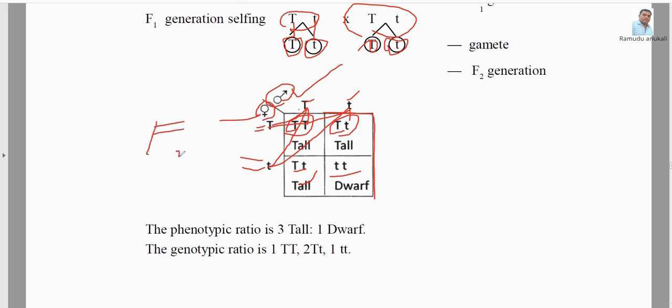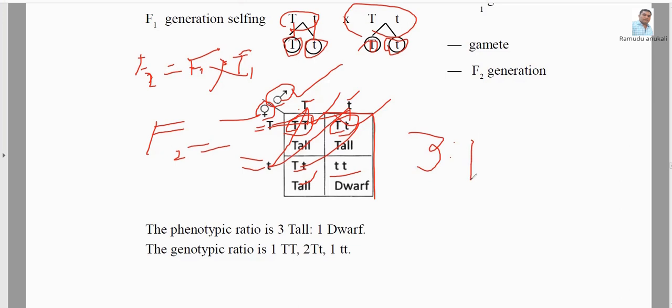Now the F2 generation is nothing but F1 into F1. You should write that to get the F2 generation, you have to cross F1 into F1. So in the F2 generation we got 3 tall plants, 1, 2, 3, and 1 dwarf plant. So the phenotype is generally 3:1. 3 tall plants, 1 dwarf plant.